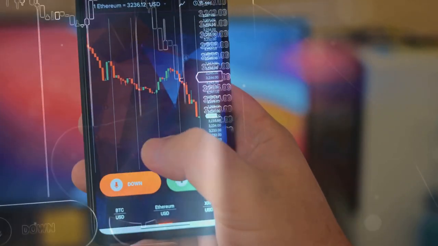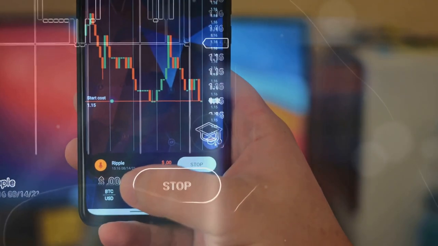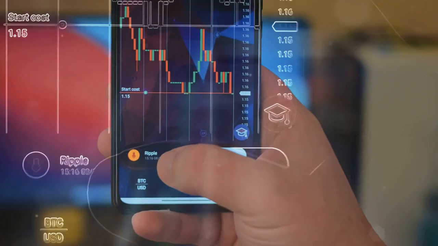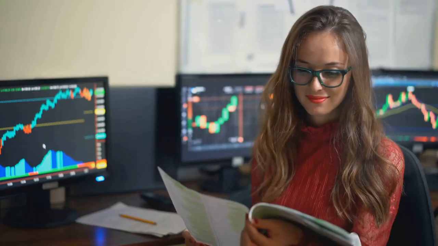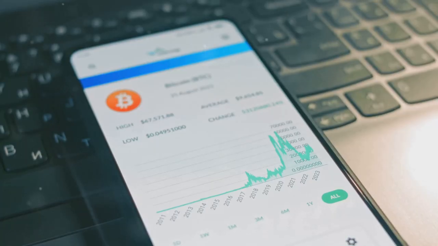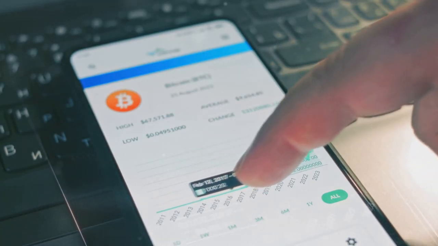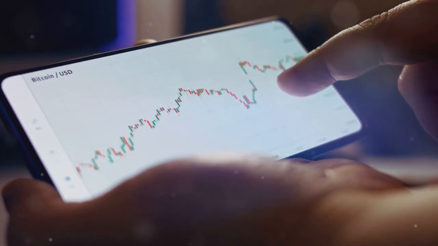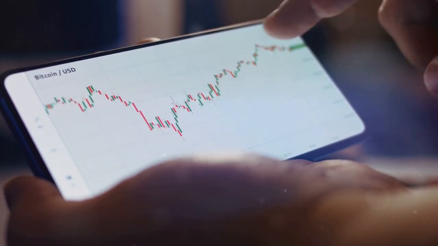Did you know you can actually deduct your cryptocurrency losses? Yep, it's true. Navigating crypto taxes can be as tricky as a moon mission. But here's the good news. You can deduct your cryptocurrency losses. That's right. Those dips in the market might sting a little less now.